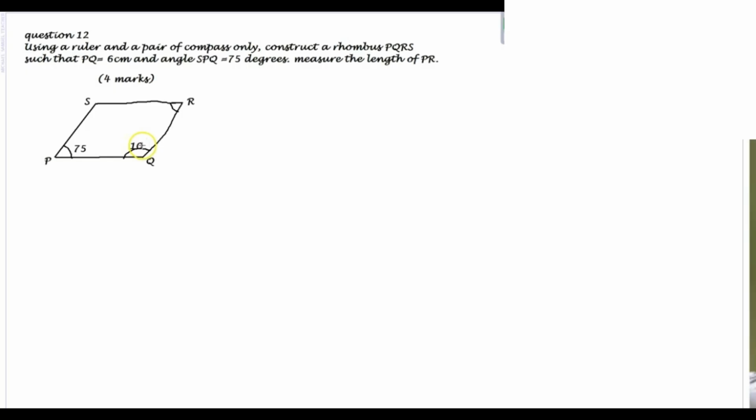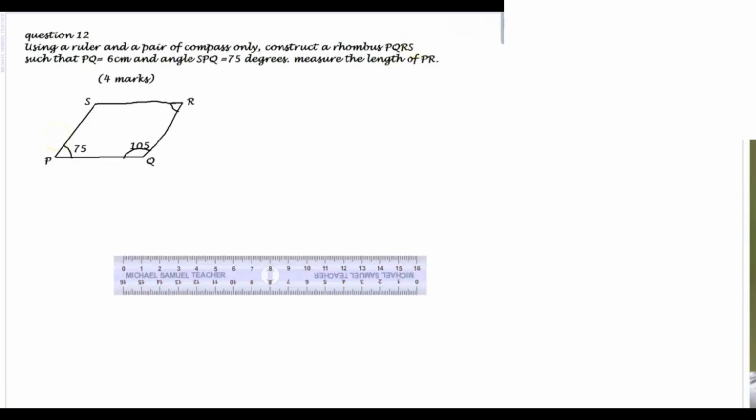And therefore, the first thing we are going to do for us to be able to construct an angle of 75, because we are required only to use a ruler and a pair of compasses, is first construct an angle of 90, then we construct an angle of 60, so the remaining 30 we are going to bisect so that we have 60 plus 15, which will be 75.